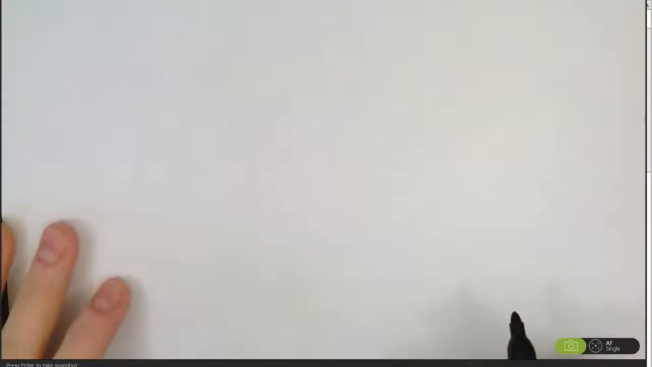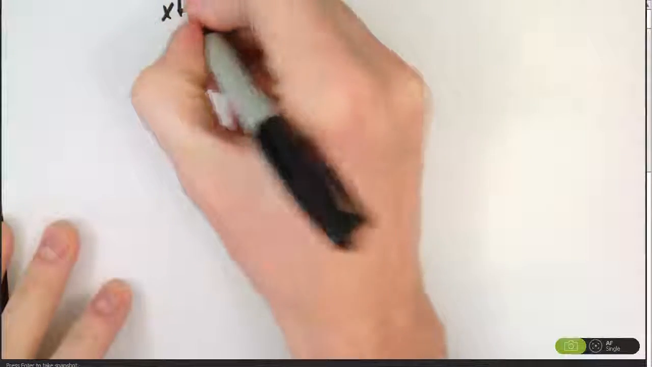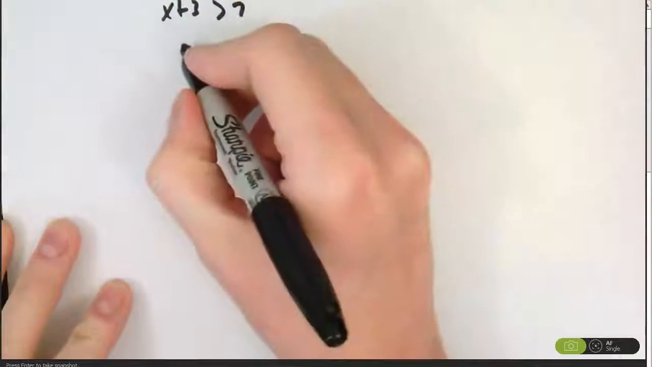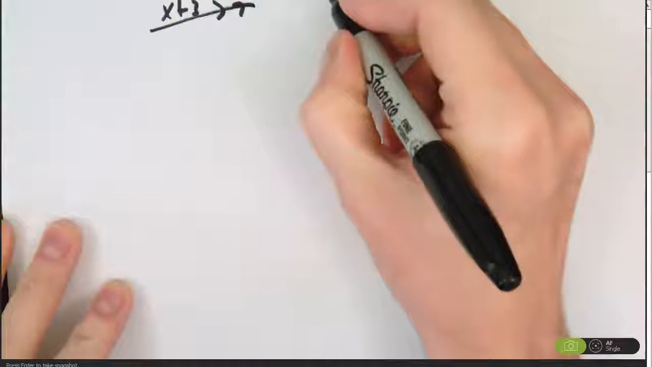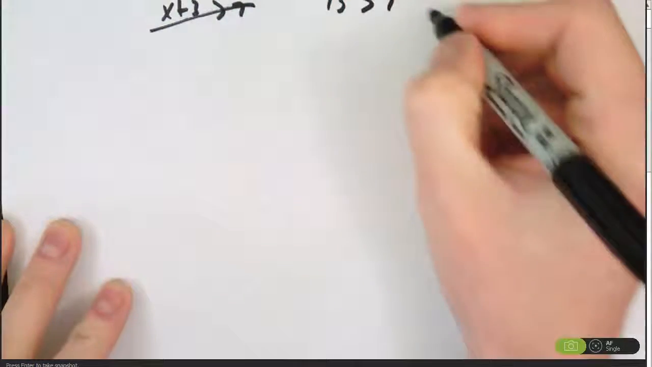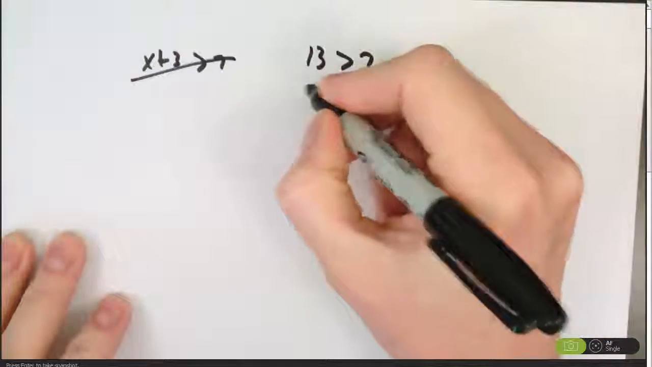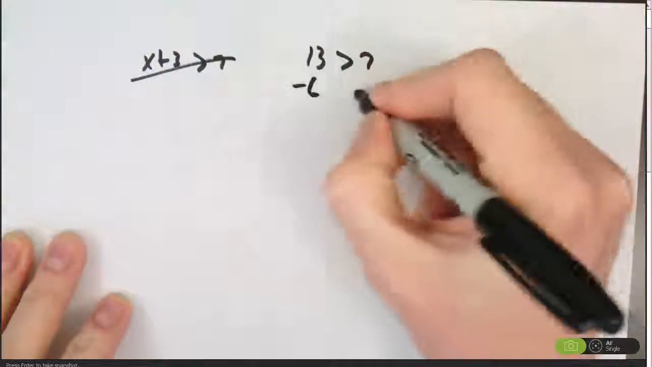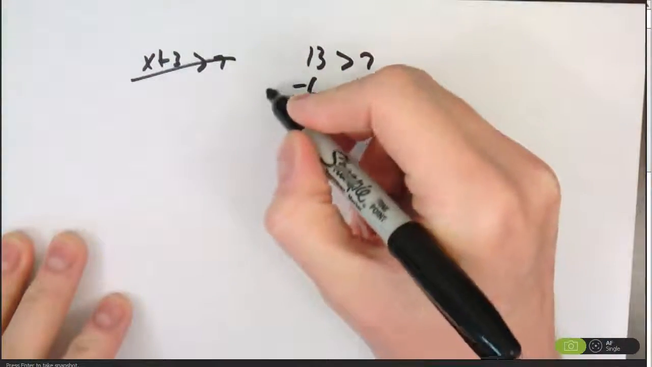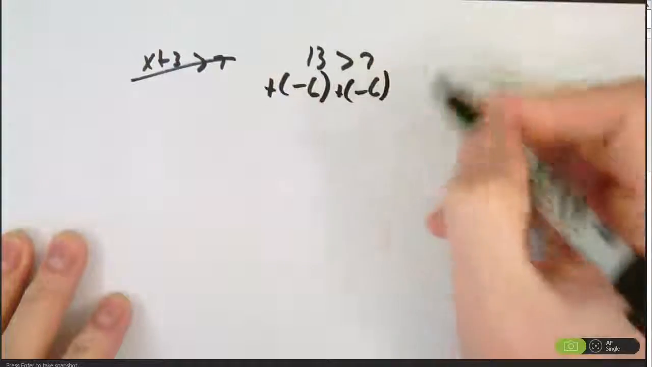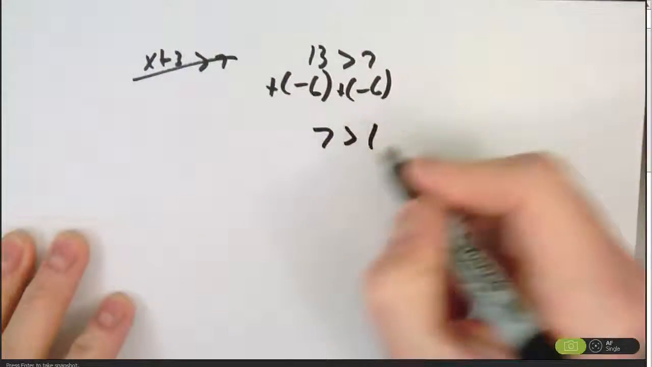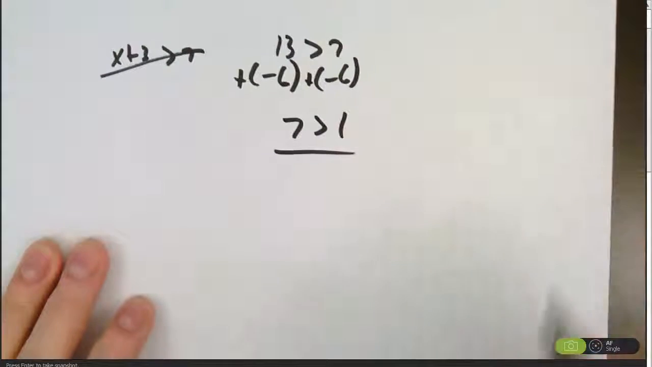However, there's one little weird twist. Let's say 13 is greater than 7. If I add or subtract a number to both sides, like subtract 6, which is the same thing as saying add negative 6, I get 7 is greater than 1. It's still true, it's still okay.